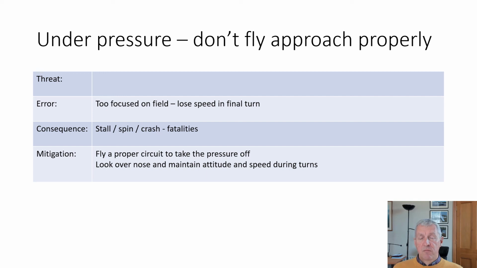Next one, a common cause of accidents. People crash doing a field landing on the approach. And the obvious error there is that they're too focused on the field. They're looking at where they're going to land. And they forget the basics of flying, which is that when we do a turn, we look over the nose so that we can maintain our attitude and maintain the speed. And the consequence is a stall, a spin, and a crash. And again, that can kill people. And the mitigation is making sure we fly a proper circuit to reduce the pressure on us as we do that landing. And we look over the nose and maintain attitude and speed during the turns.